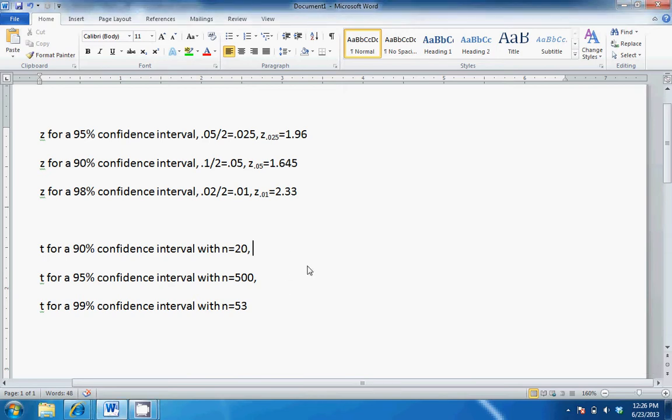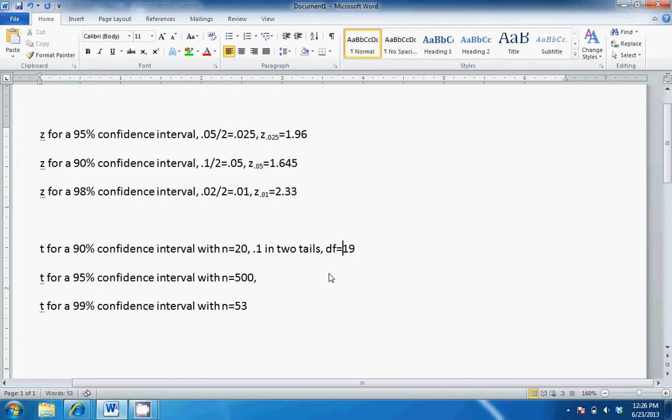The first one, for a 90% confidence interval, the area in the two tails is going to be 0.1 because that's 1 minus 90%, which is 0.1 in two tails. And remember that we also need the degrees of freedom, which is n minus 1. So for this one, 20 minus 1 is 19 degrees of freedom.